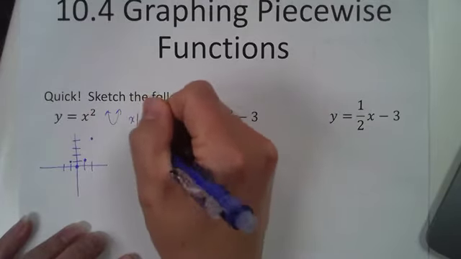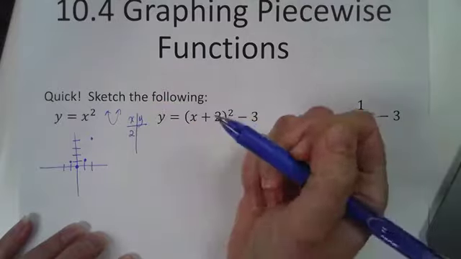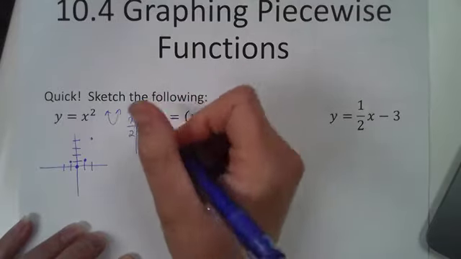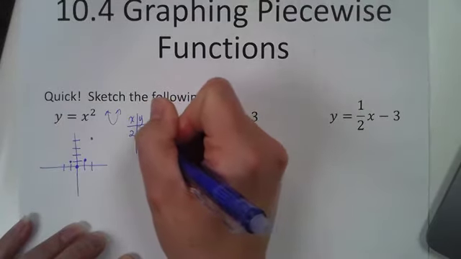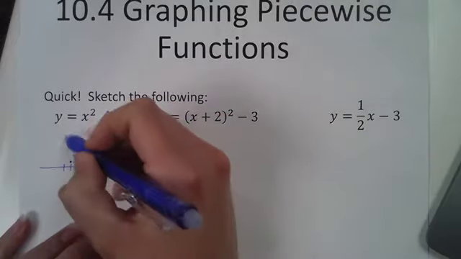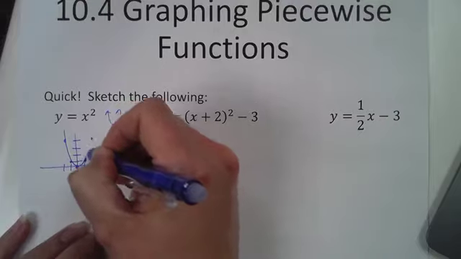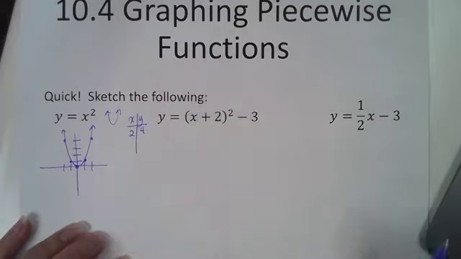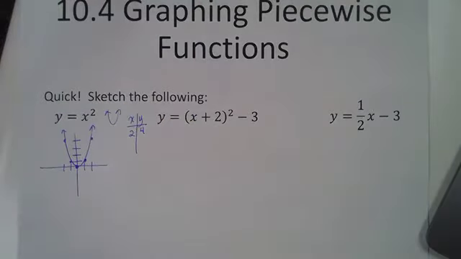How do I know that? Because I could do an XY chart. If I plug in a 2 and I square it, what do I get? A 4. If I plug in a negative 2 and I square it, I will also get a 4. So that is a parabola shape.